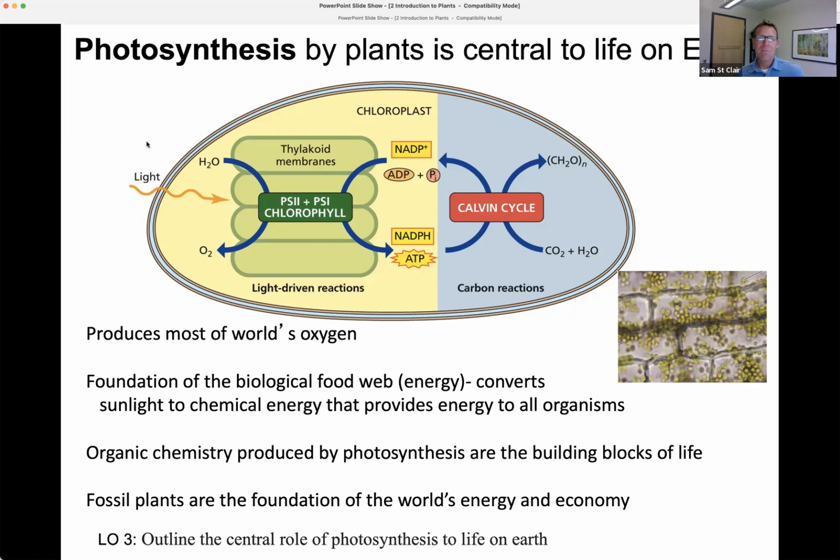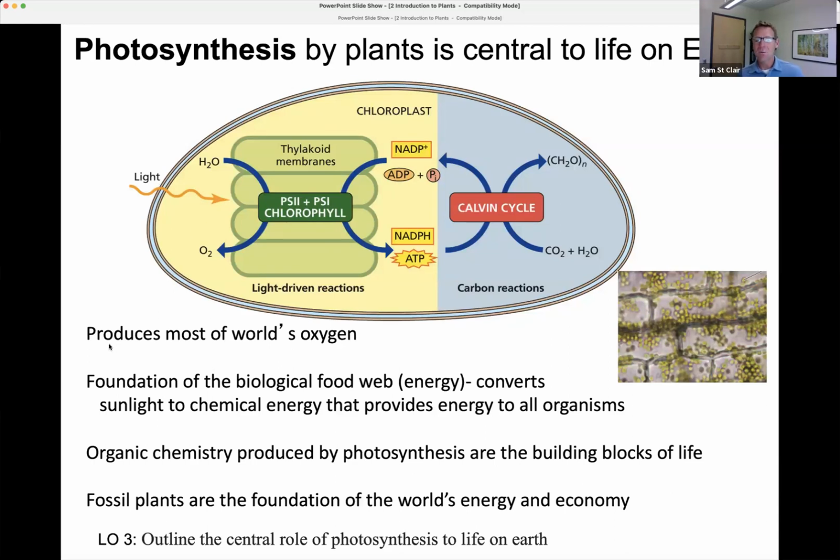And in the chloroplast, energy-poor inorganic molecules that include water and carbon dioxide, with energy from sunlight that's absorbed by chlorophyll, are transformed into organic molecules, carbon-based molecules that then are energy rich. So the final product of photosynthesis are energy-rich organic sugars. Another byproduct of photosynthesis is oxygen.